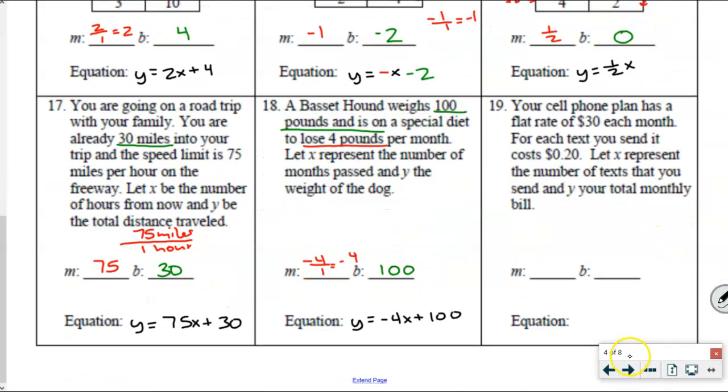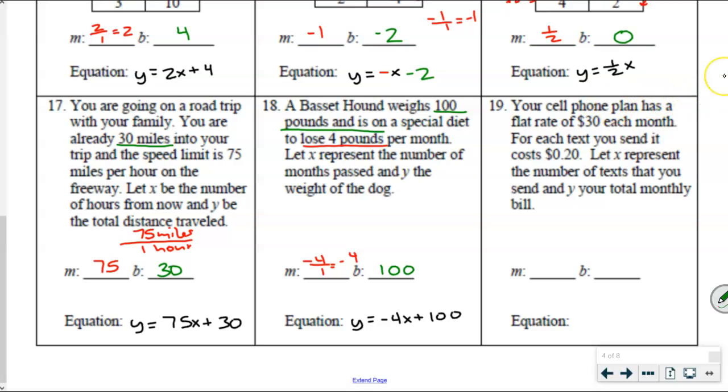Number 19, your cell phone plan has a flat rate of $30 each month. For each text you send, it costs 20 cents. This actually used to be how they would charge on your cell phone bill. You were charged per text, like you could send up to 100, and then after that you were charged for each text. Which is why when Apple came out with their iMessaging, that was a big deal because they were no longer considered texts, and so it wasn't going to cost you anything extra.